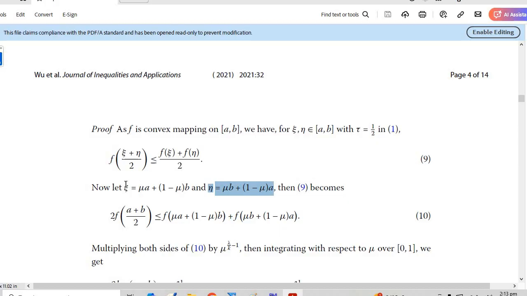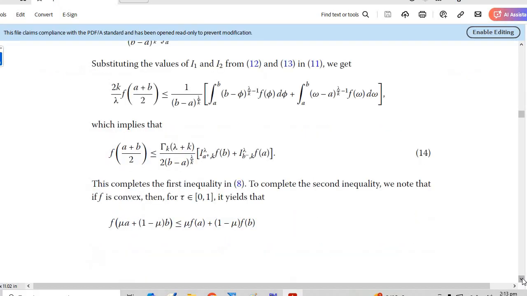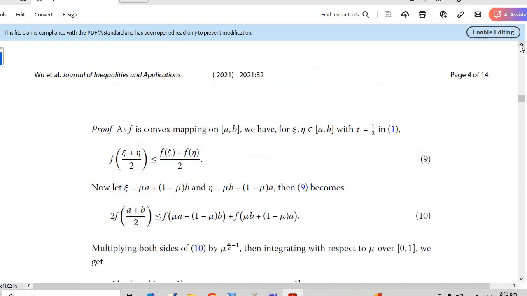If we put this value of xi and eta in 9, we can get the inequality number 10, which is given here. So just to make it more interesting and to get the favorable result, I will multiply the inequality number 10 with this special term. This is a specially chosen term, because this term will give us the result we want to prove, and then integrate over the interval 0 to 1.